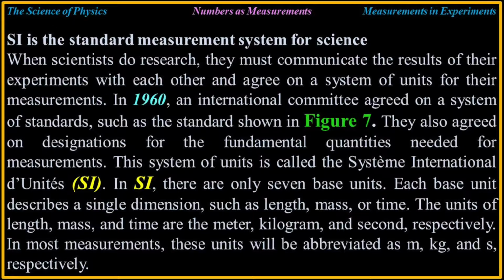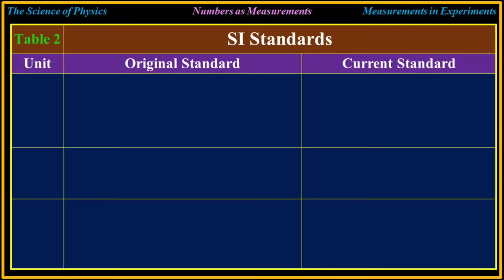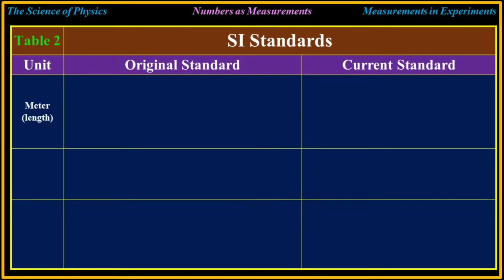In SI, there are only 7 base units. Each base unit describes a single dimension, such as length, mass, or time. The units of length, mass, and time are the meter, kilogram, and second, respectively. In most measurements, these units will be abbreviated as m, kg, and s, respectively. Here are the SI standards. Excuse my terrible French pronunciation. I really don't know much French.